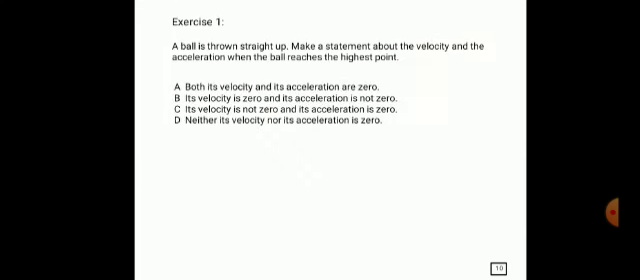Right, that's it for the free-falling motion. I'm going to leave you with one question. Read through exercise 1. The question reads: a ball is thrown straight up. Make a statement about the velocity and the acceleration when the ball reaches the highest point. I just mentioned this in the example of the stone thrown straight up. So A, B, C, and D. Read through the answers and pick your best answer.